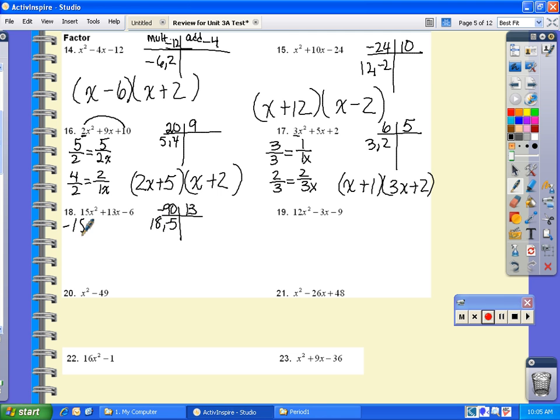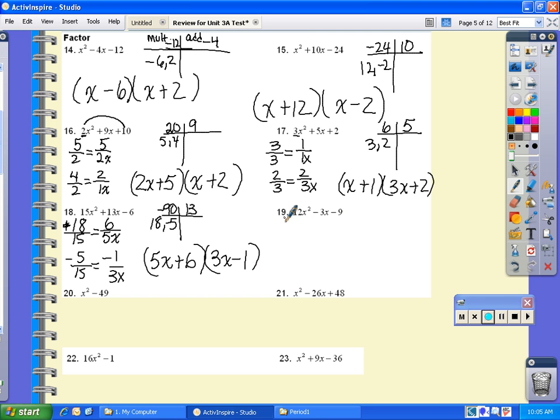So I'm going to take that positive 18 and negative 5 over 15, and now simplify them to 6 over 5. The bottom number gets the variable, and negative 1 over 3, and again the bottom number gets the variable. Put them into your parentheses, which is 5x plus 6 and 3x minus 1.